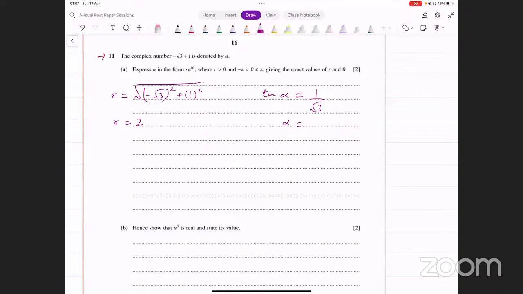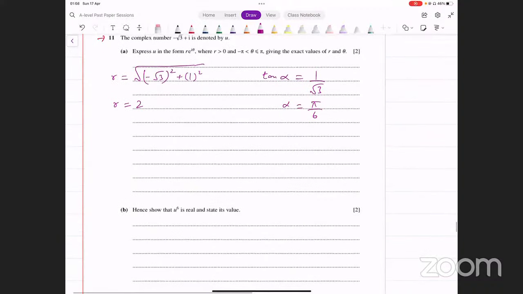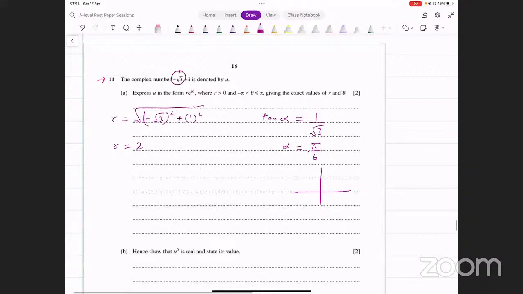This is pi over 6. Basic angle आपका आ रहा है pi over 6. And now you think of which quadrant you are in. कौन से quadrant के अंदर है? आप वो देखें, जो complex number है, negative real part and positive complex part. So we're going to be here in the second quadrant. हम यहाँ पे हैं. ये value pi over 6 है. तो angle क्या बनेगा? Argument क्या बनेगा आपके पास?